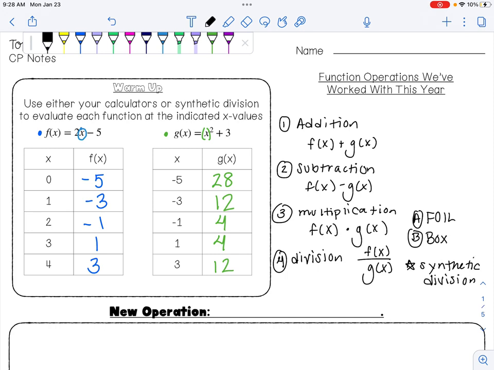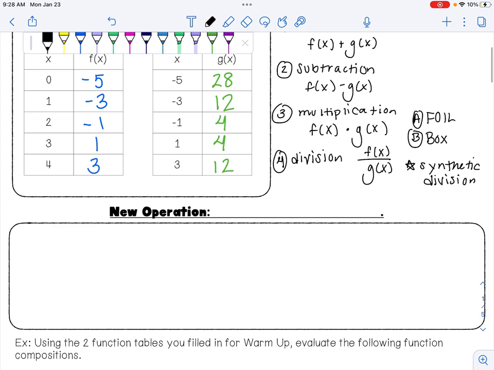So this new operation we call function composition, and it's really two problems in one. And of course we have some notation for this. There's two different ways that we could see this. This is super important. There's two ways that function composition can be notated.